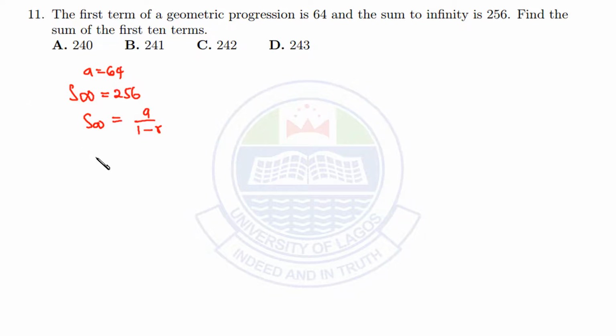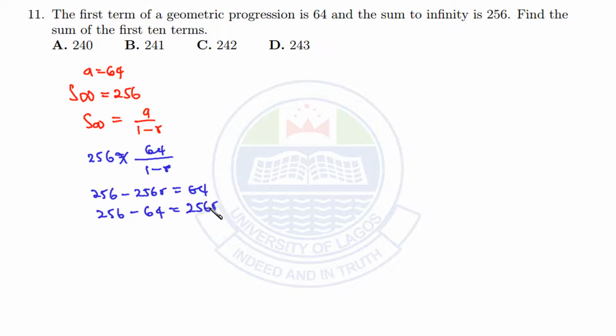We are going to have 256 equals 64 over 1 minus r. If I cross multiply, I'm going to have 256 minus 256r equals 64. Collecting like terms, I'm going to have 256 minus 64 equals 256r. And dividing both sides by 256, I'm going to have r equals 1 minus 64 over 256, which is still the same thing as 1 minus 1 over 4, which is 3 over 4.